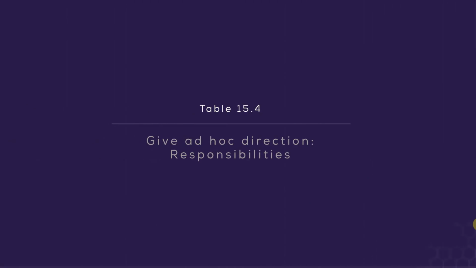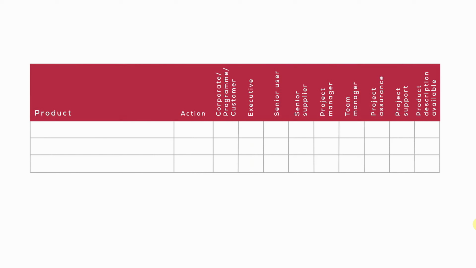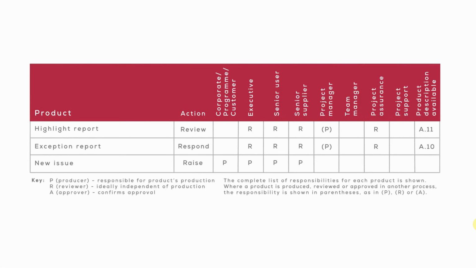Let's look at the table of responsibilities quickly. So this table of responsibilities highlight report we know is created by the project manager during the controlling a stage process. That's reviewed by project board members. They don't get approved, these reports. Exception report, again, produced by the project manager during the controlling a stage process, reviewed by project board members and project assurance.